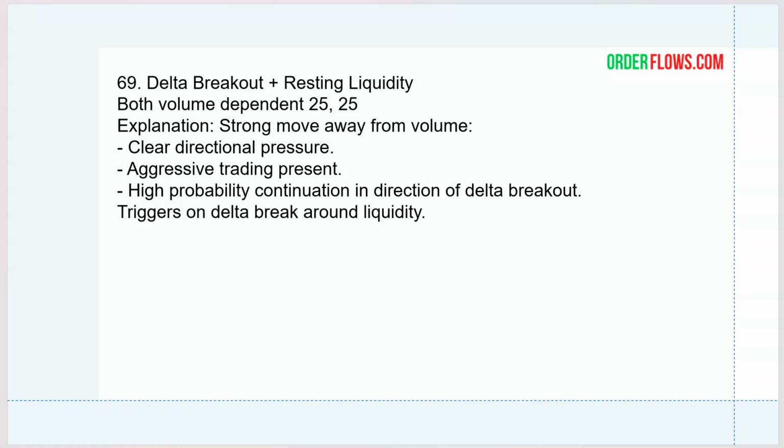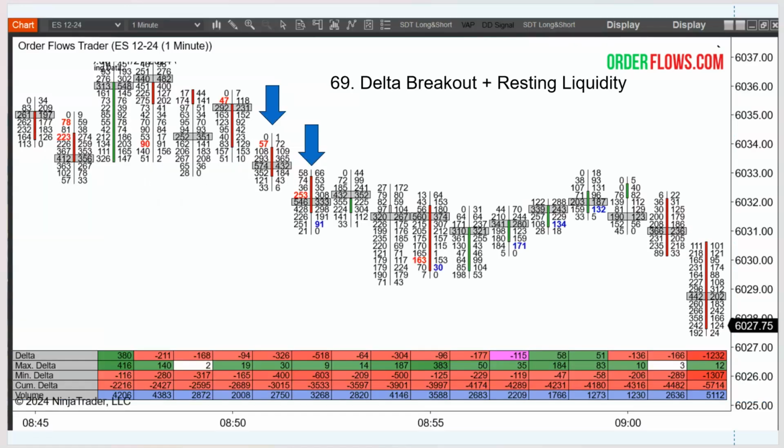The explanation is strong move away from volume. It's clear directional pressure. Aggressive trading is present. High probability continuation in the direction of the delta breakout. It triggers on the delta breakout around liquidity. Okay, so here's your delta breakout. It goes from 326 to 518 and is getting through your resting liquidity in here.